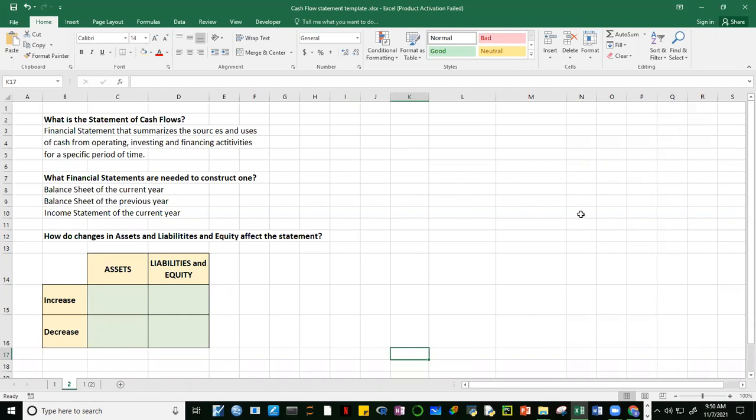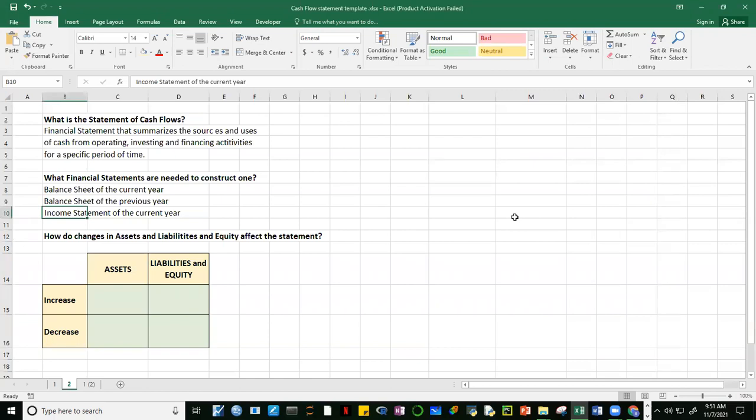Now, what are the financial statements that are needed in order to be able to construct the statement of cash flows? First, we should have the balance sheet for the current year and also the balance sheet for the previous year. We also need the income statement of the current year. So if we're going to construct the statement of cash flows for 2020, we should have the balance sheet for 2020, the balance sheet also for 2019, and the income statement for 2020. Okay, so those are the three financial statements that we need in order for us to be able to construct the statement of cash flows.